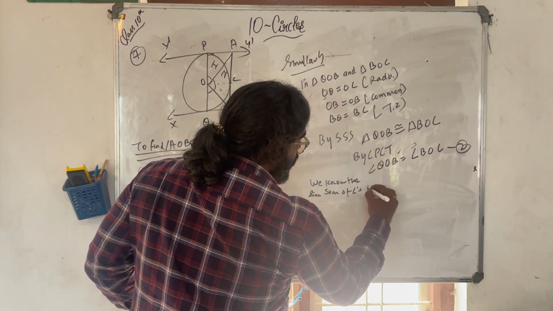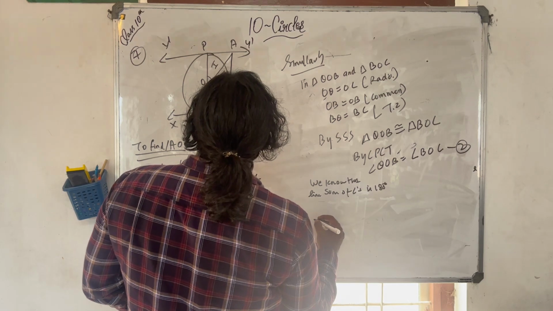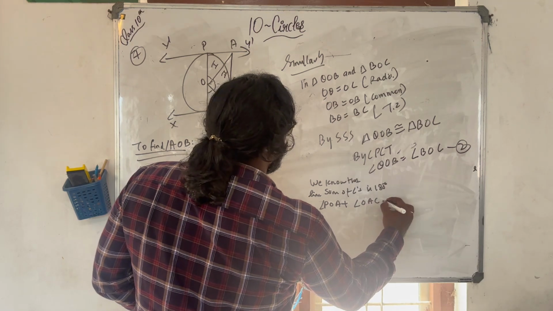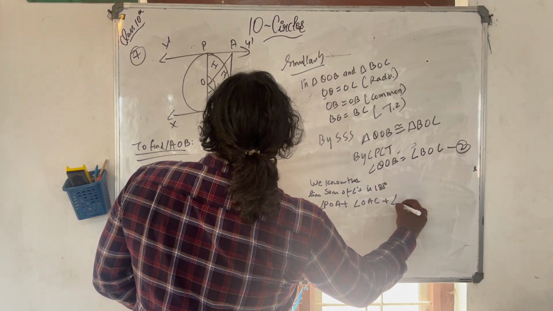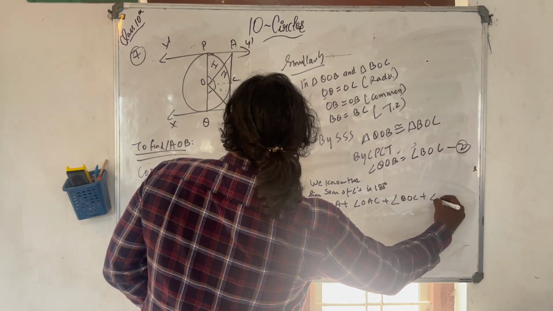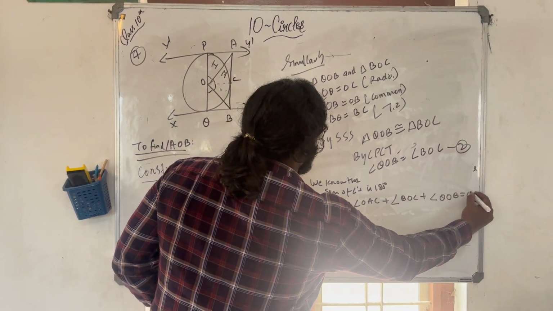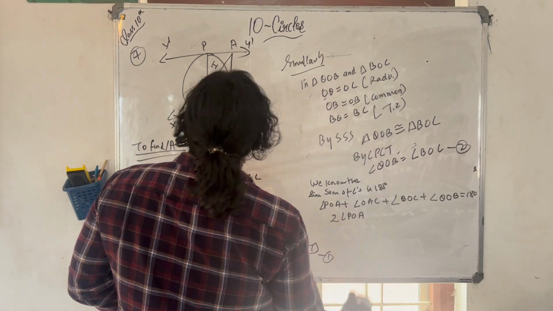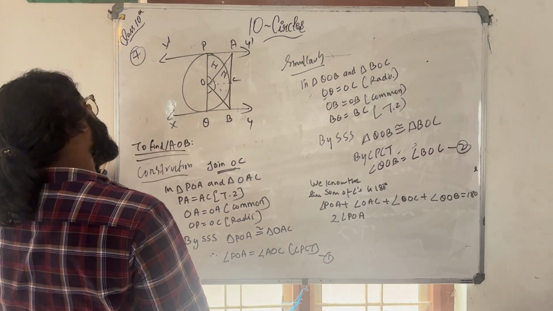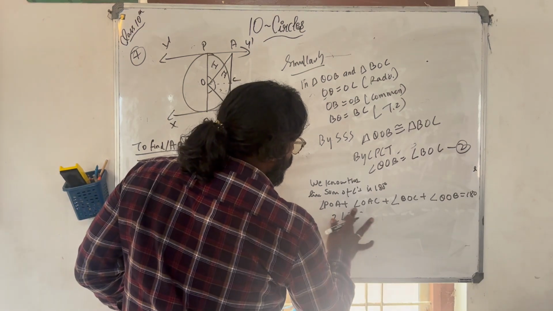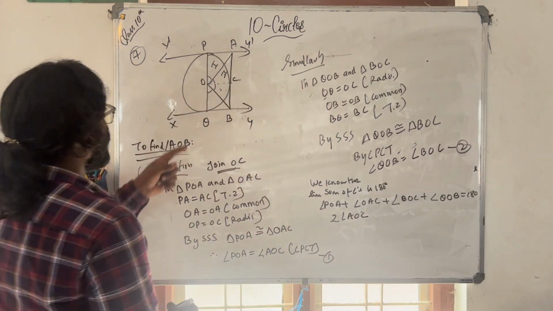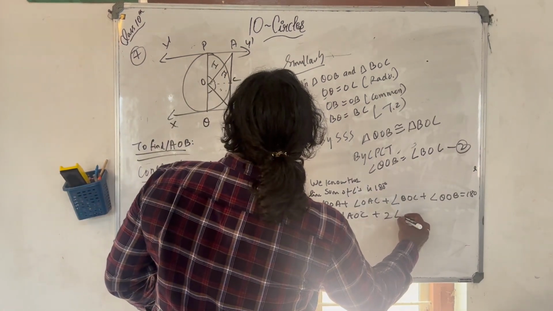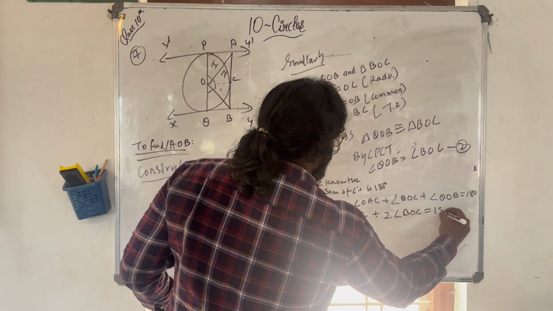Sum of angles is 180 degrees. So I will write angle POA plus OAC plus BOC plus QOB is equal to 180 degrees. But I know very well POA and this both are equal. So 2 times angle AOC, not POA, AOC, because I want the interior AOC. AOC, I need AOB, right? AOC plus 2 times angle BOC is equal to 180 degrees.